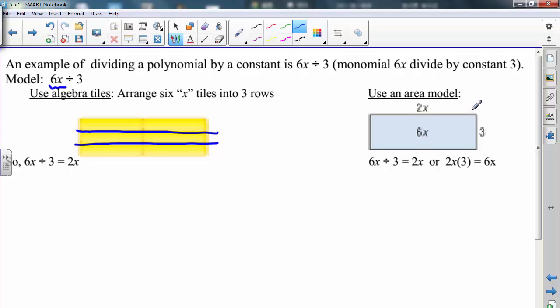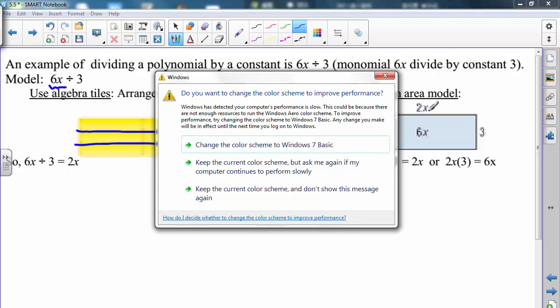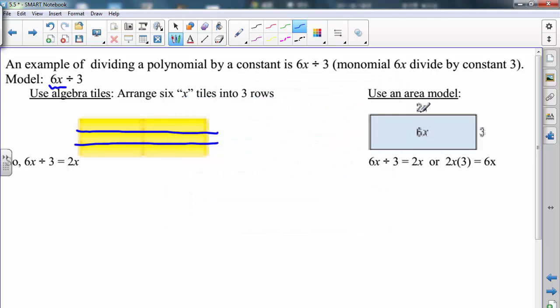Or we can use an area model. 6x is the area of a rectangle. Divided by 3, 3 is the width of the rectangle. Let's just assume this is the width. So the length will be 2x, because only 2x times 3 gives us 6x.